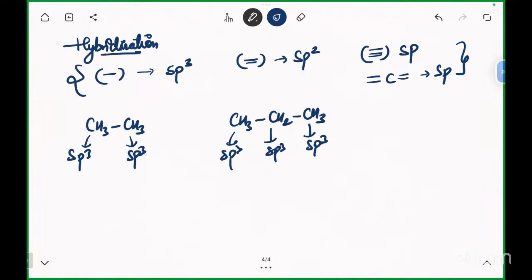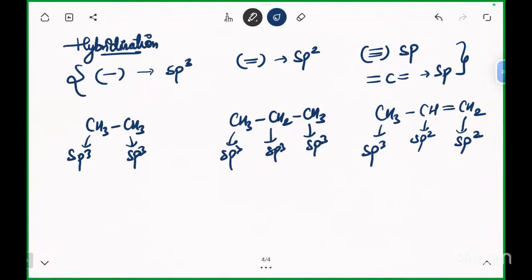If I talk about CH3 single bond CH double bond CH2, we have one double bond here. So this carbon will be sp3 just because this carbon is bonded with all single bonds. But the middle carbon is bonded with a double bond, so this carbon is sp2 hybridized. This carbon is again sp2 hybridized.